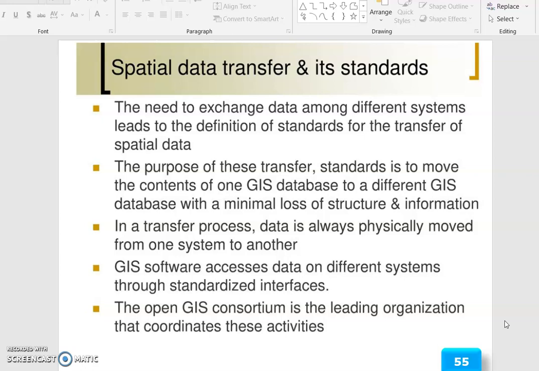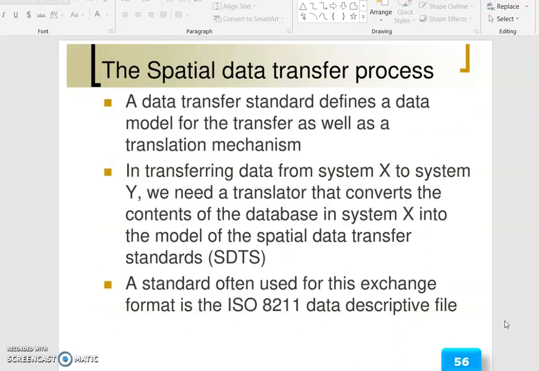In a transfer process, data is always physically moved from one system to another. GIS software accesses data on different systems through a standardized interface. The OpenGIS Consortium is the leading organization that coordinates these activities. The spatial data transfer process: a data transfer standard defines a data model for the transfer as well as a translation mechanism. In transferring data from system X to system Y, we need a translator that converts the content of the database in system X into the model of the spatial data transfer standard.